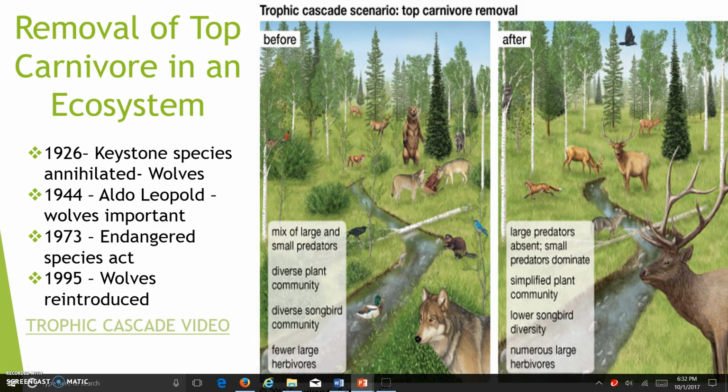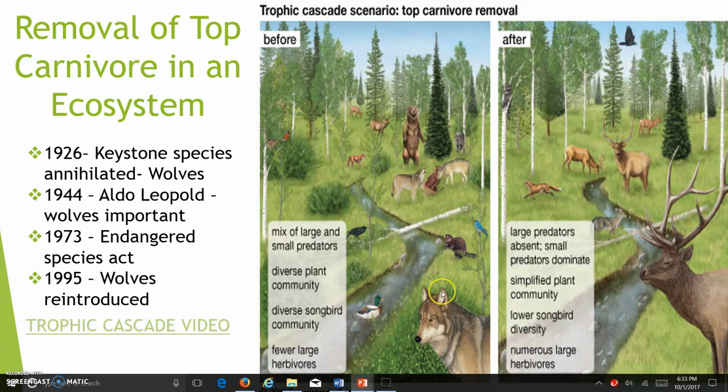Research biologists saw that there was an impact on the ecosystem as a result of the wolf being absent, and these 2 pictures depict a before and after scenario. With the wolf as part of the ecosystem as a keystone species, you have a mix of large and small predators, you have a very diverse plant community, a diverse songbird community, and fewer large herbivores. In other words, elk and mule deer and bison, which feed on the vegetation.